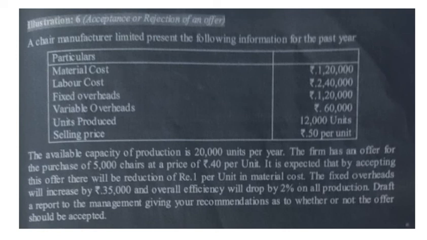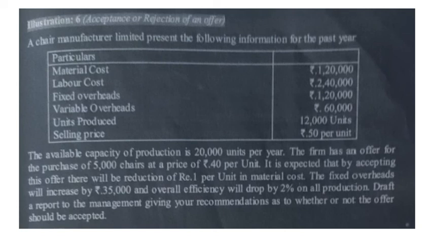So as a cost accountant or as a company secretary, what are you going to suggest to your management? Now, as they have given material cost, labor, fixed overheads in units produced and selling price per unit, they have asked the available capacity of production is 20,000 units per year. So they produce 20,000 units for 1 year.